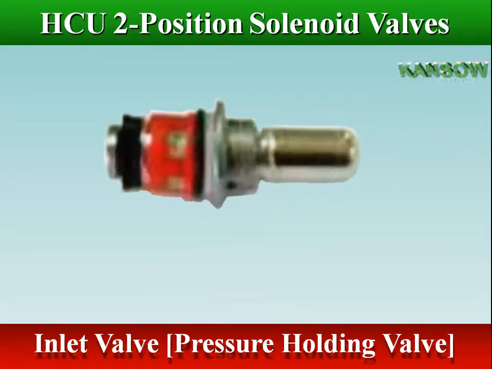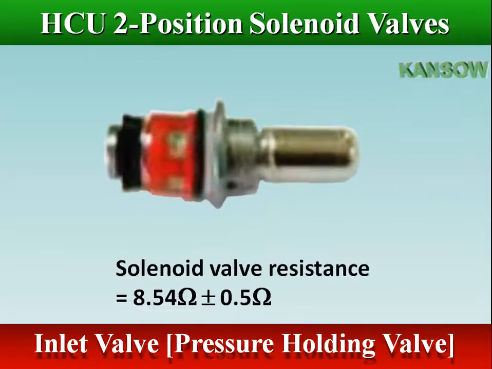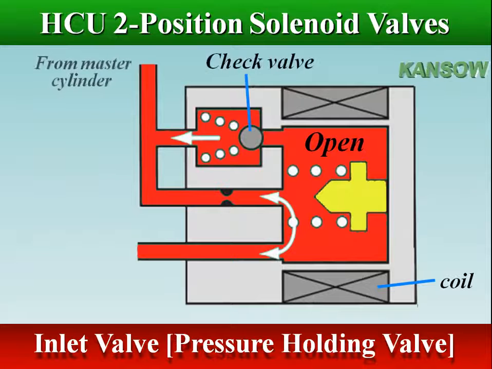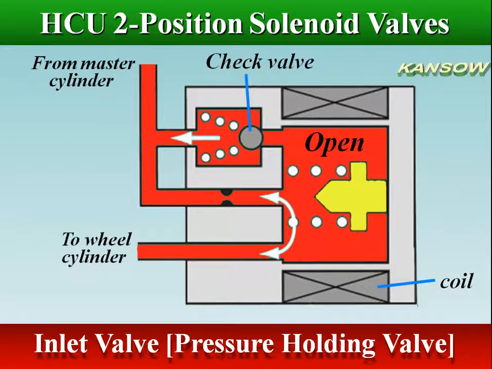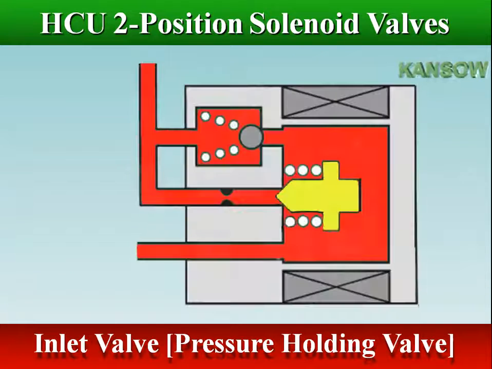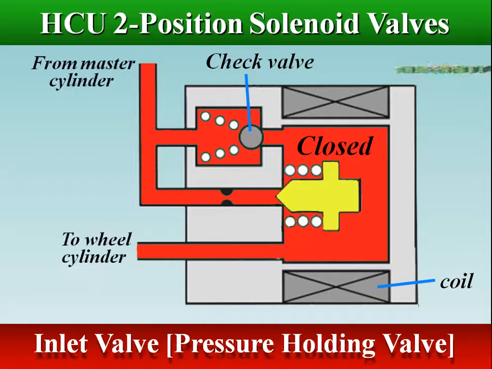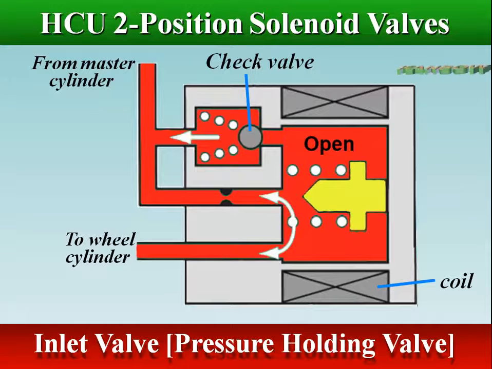A normally open inlet valve allows fluid to flow from the master cylinder through the valve and to the brake units. Pressure holding valve controls the circuit between the brake master cylinder and the wheel cylinder. The valve is spring-loaded to the open position, normally open. When current flows in the coil, the valve closes. A spring-loaded check valve provides an additional release passage when pressure from the master cylinder drops.